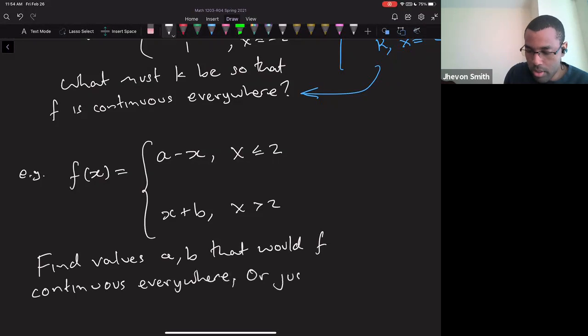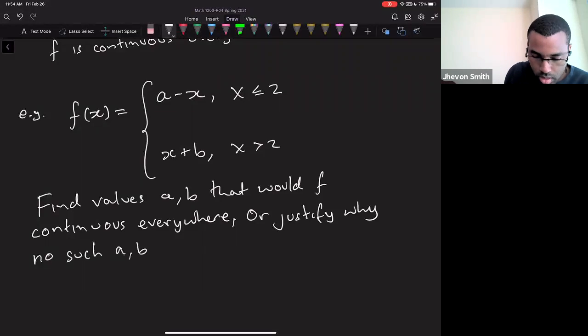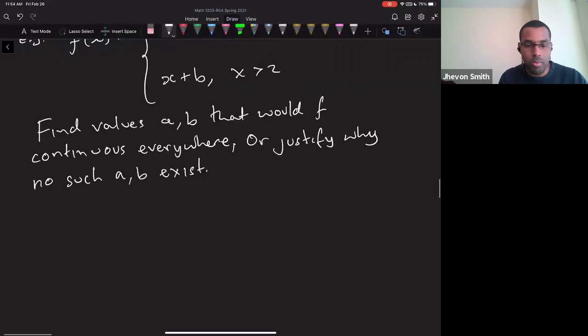Or justify why no such A and B exist. Right, so that's another kind of problem type. This one is a little bit more involved and challenging, but I guess we could quickly solve it.